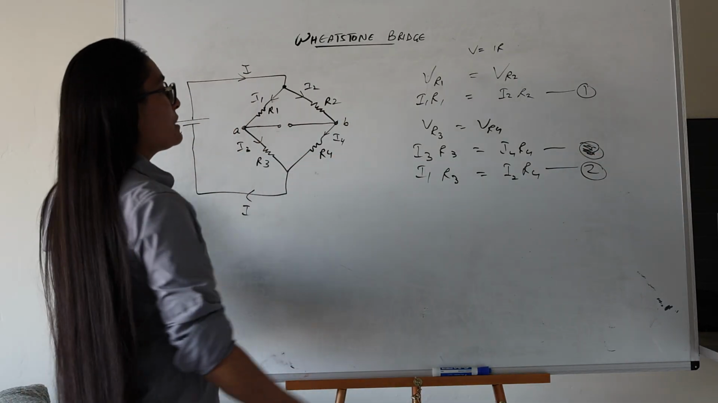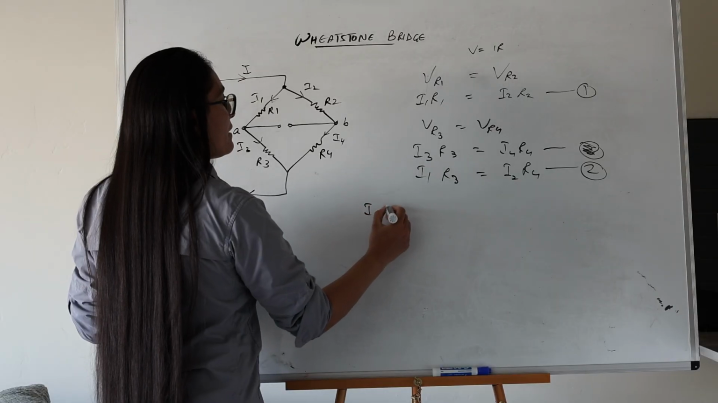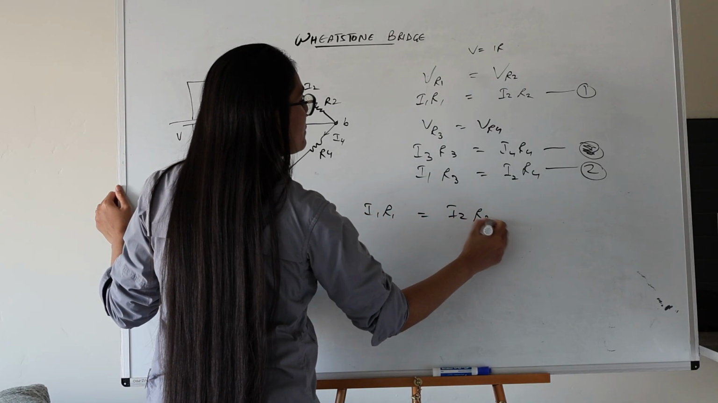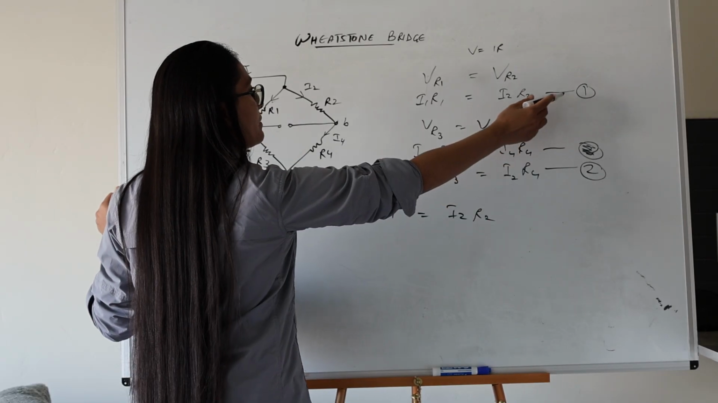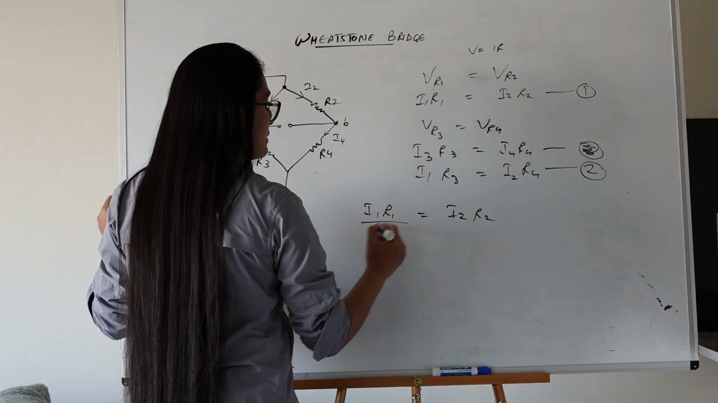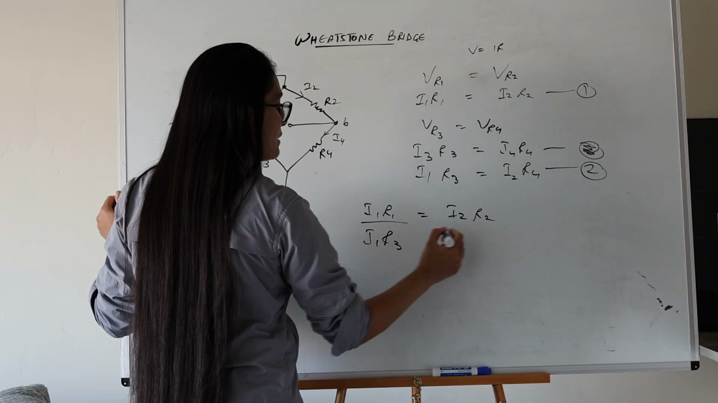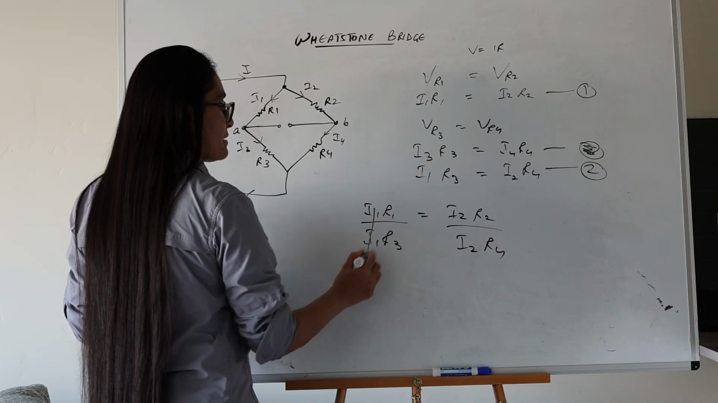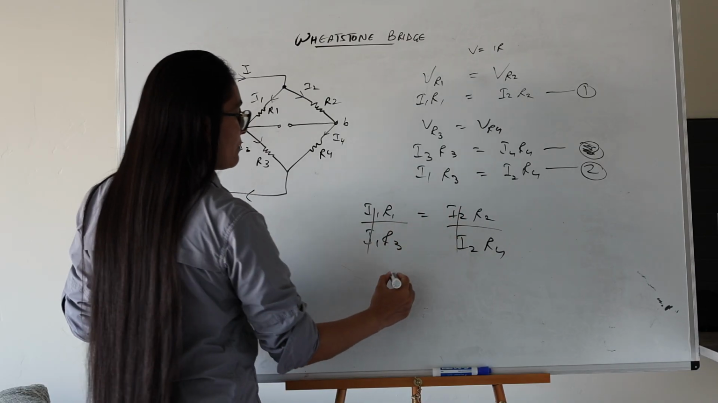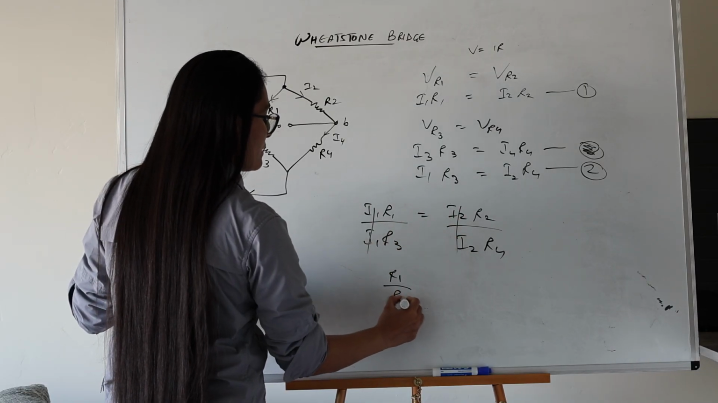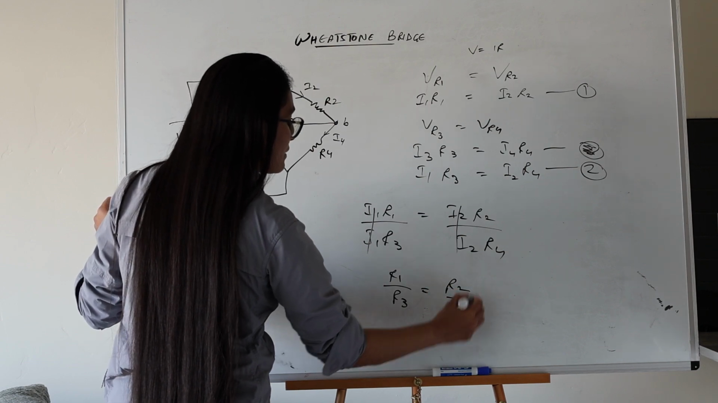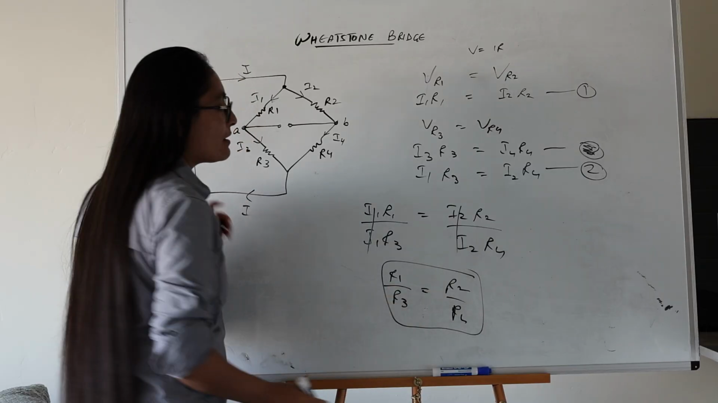Then if we divide these two equations, so I divide I1 R1 over I2 R2, that is, if we divide 1 by 2, I1 R3 over I2 R4, we can cancel the I's and we're left with R1 over R3 is equal to R2 over R4. So this is the result that we are after.